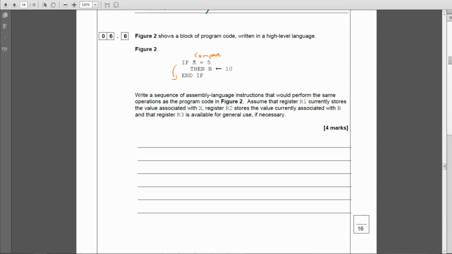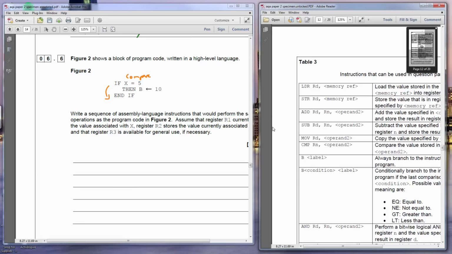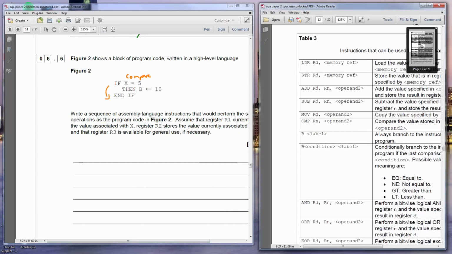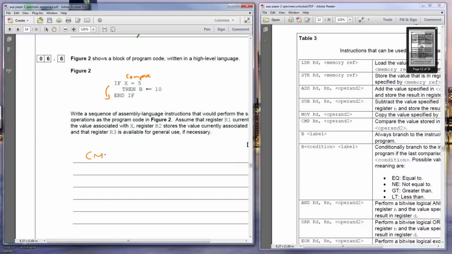So what I'm going to do, I'm going to open up the instruction set on a different screen. Right, so it turns out compare is actually on that instruction set, despite me saying it wasn't. So that's just me not seeing it properly. So what we want to do, I guess our first line is going to be the same as this line, so we are going to use compare, I think. So let's write CMP.